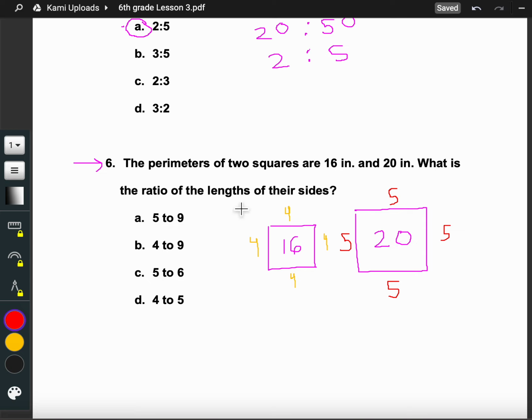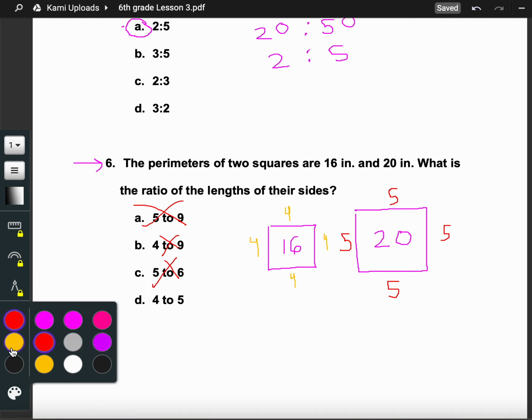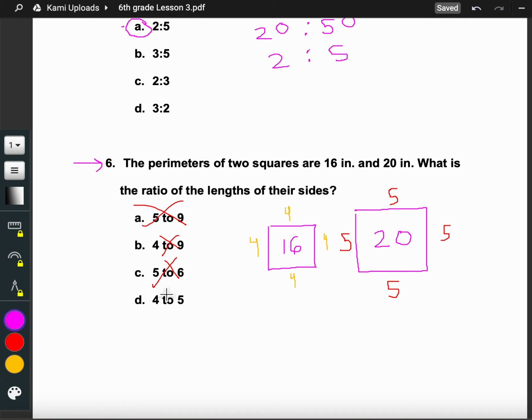Okay, so what is the ratio of the lengths of their sides? So let's look at the options. So we know it's going to be 4 and 5 in the answer. So 5 to 9. Nope, because we don't have a 9 as each of the sides. 4 to 9, nope, because we have 9 again. We don't have 9 in the perimeters. 5 to 6, we have 5, but we don't have 6. And perfect, we got the answer at the end. 4 to 5. So D would be the right answer.